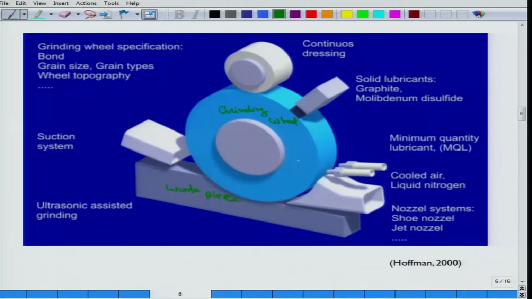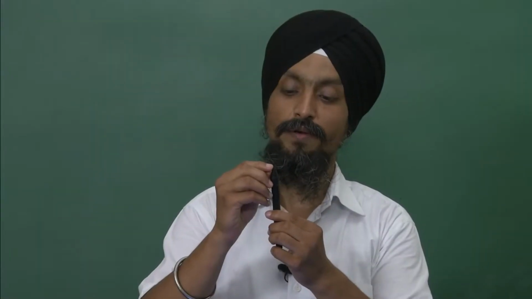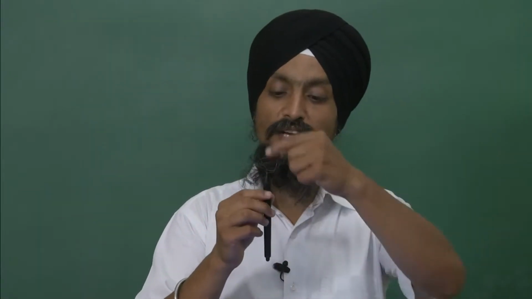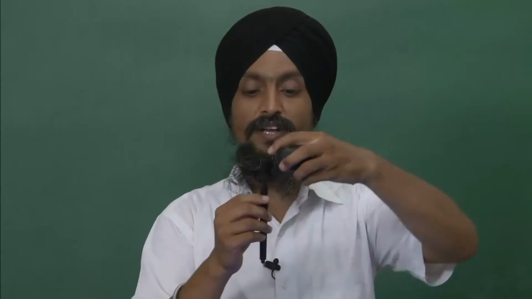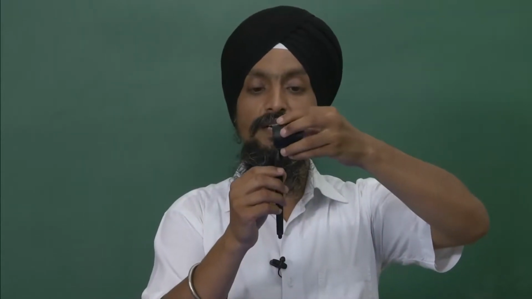Generally what happens, we do a few runs of grinding, and then we dress the wheel with the help of a diamond dresser. A diamond dresser is just a kind of pen, and the tip has a diamond. The wheel is rotating, and this diamond dresser dresses the wheel.